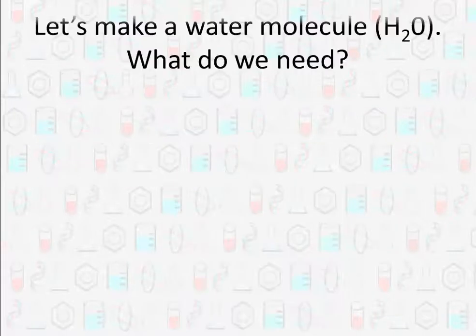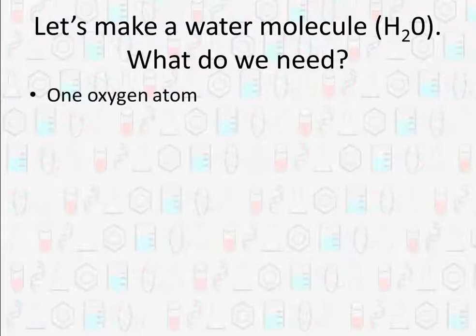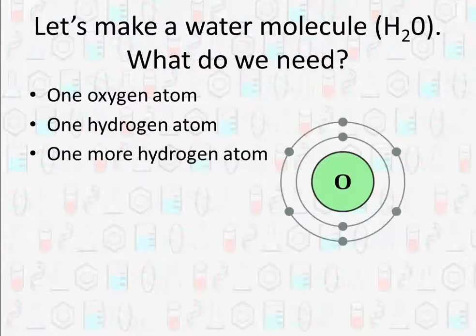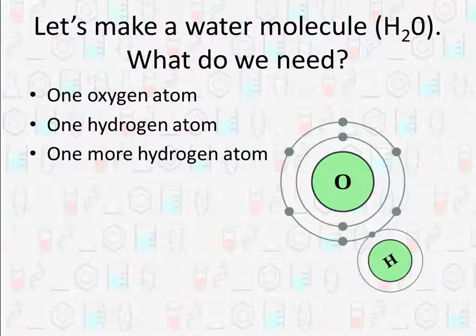Let's see. So we have to start by making a water molecule. So we know that the formula for water is H2O or HOH, right? So what do we need to make a water molecule? Well, we need an oxygen atom, the O. We need a hydrogen atom because we have the H. But see that little 2? That means there are 2 hydrogen atoms, so I need 1 more hydrogen atom. So let's go ahead and build that. We have 1 oxygen, a hydrogen, and then another hydrogen.